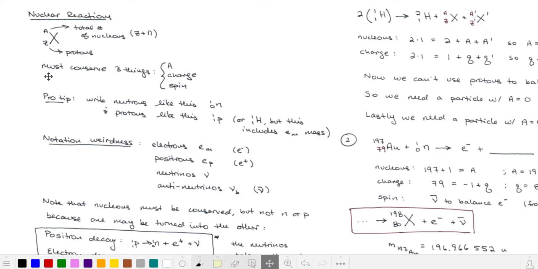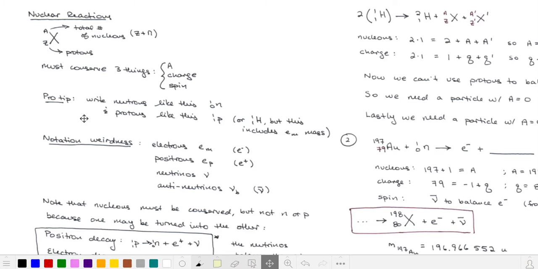So when we're doing our nuclear reaction equations, we have to balance three things. This is similar to what you're already doing in chemistry, with the possible exception of spin. The first one is that we have to conserve the total number of nucleons. Secondly, we have to conserve the total charge. And thirdly, we have to conserve spin.